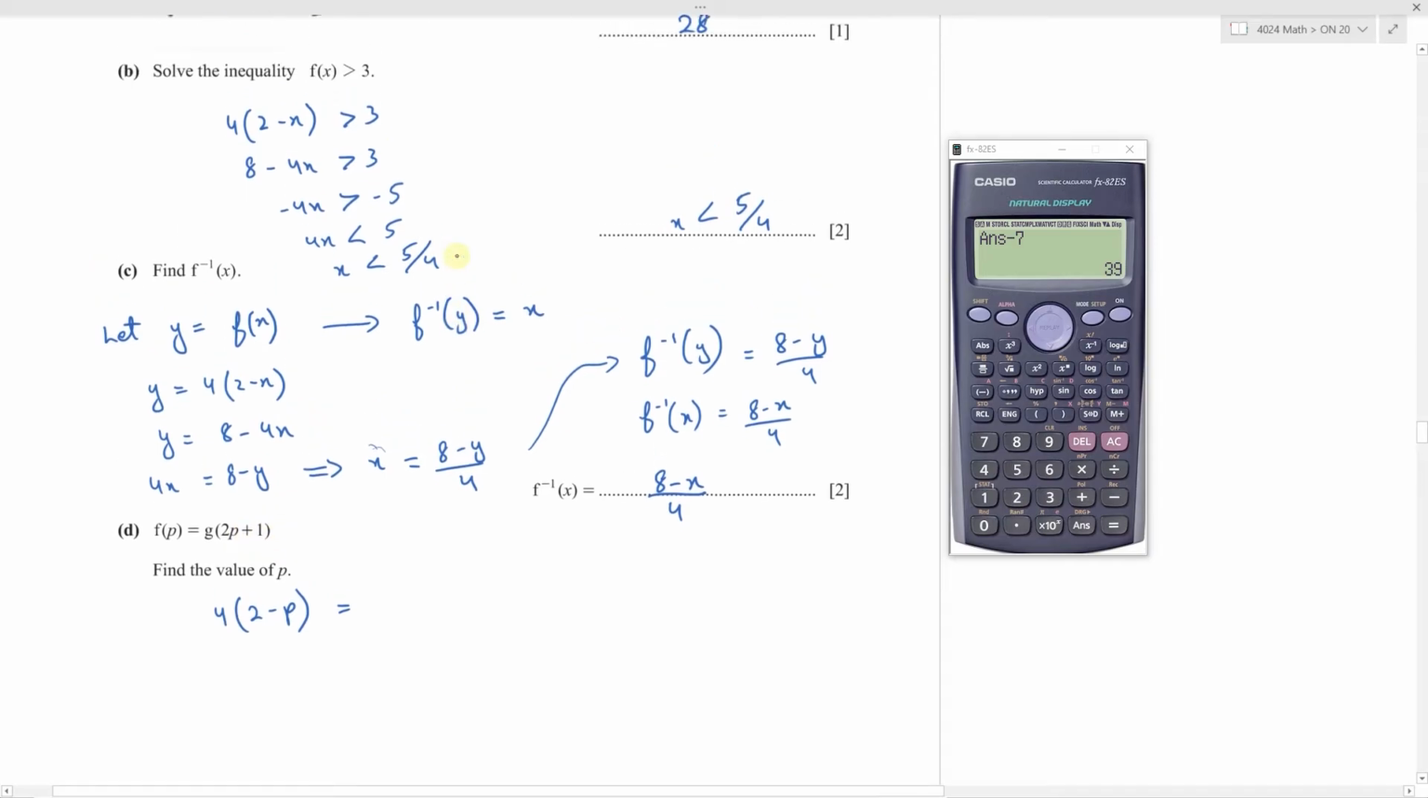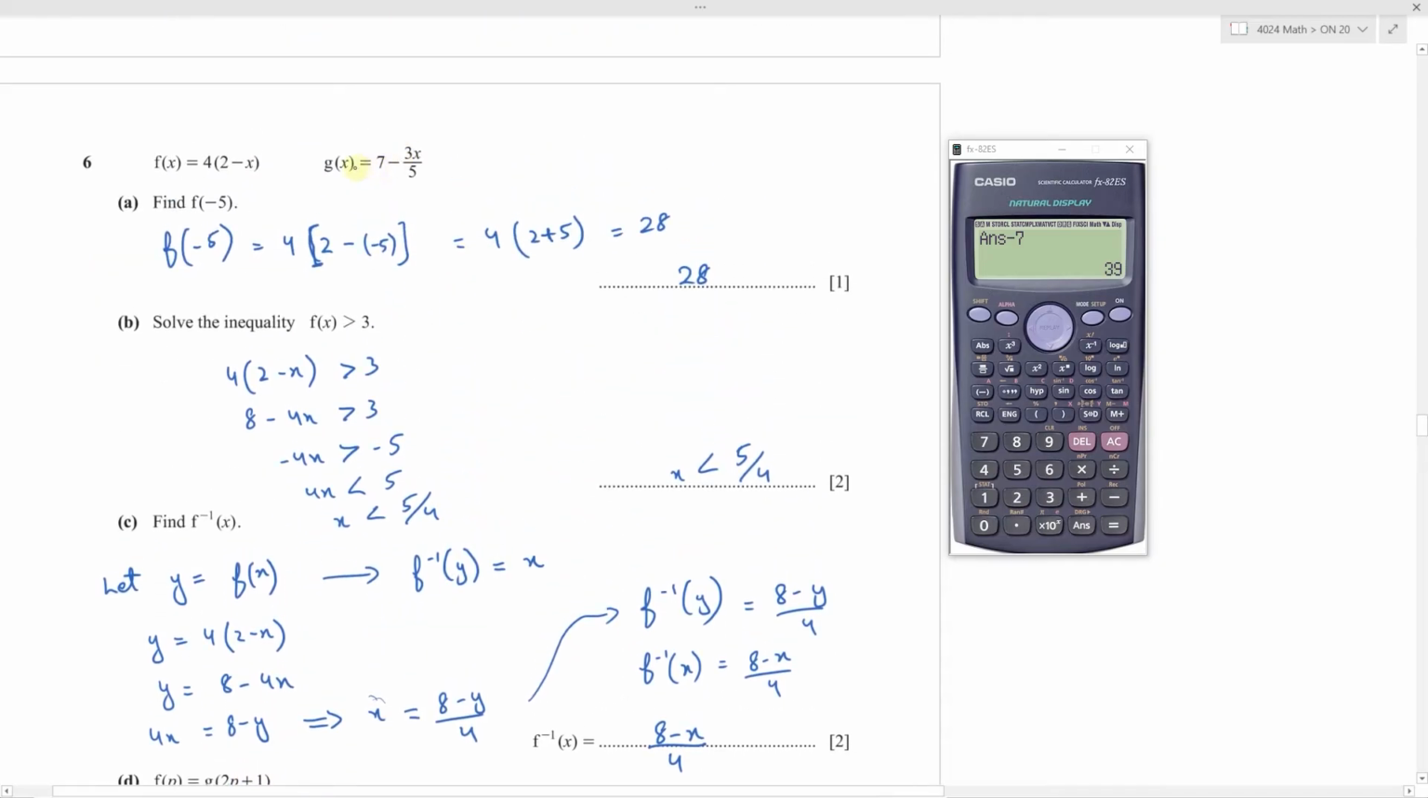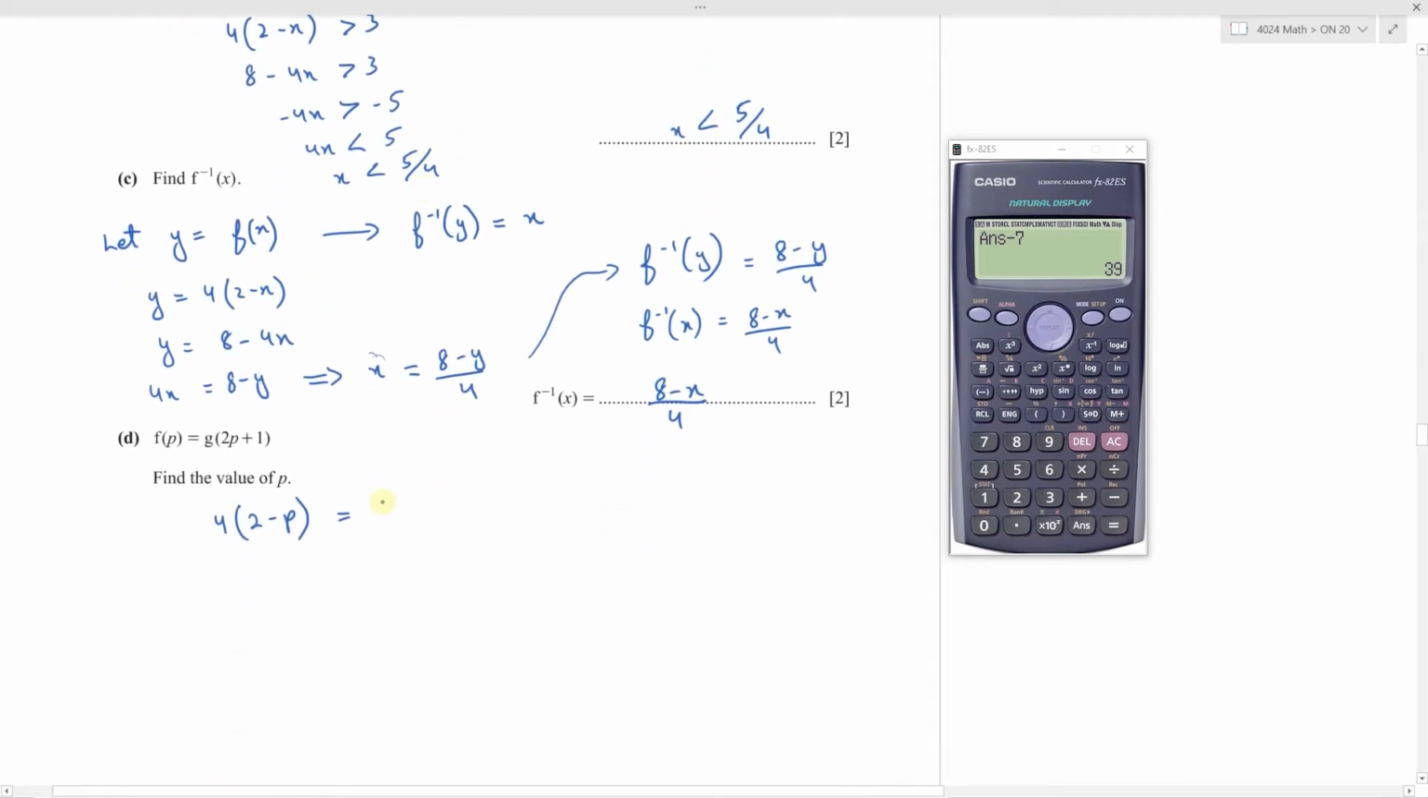So, g of 2p plus 1, g of x is this. So I'll substitute 2p plus 1 in place of this x. So that will be 7 minus 3 into 2p plus 1, over 5. So now let's solve and find the value of p.